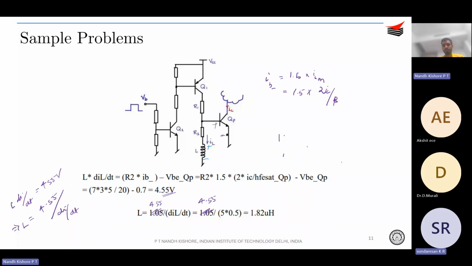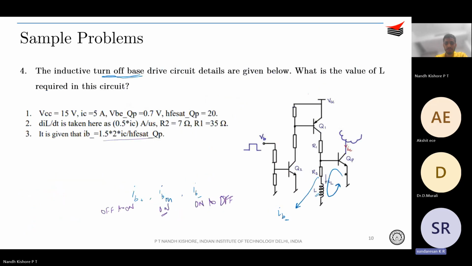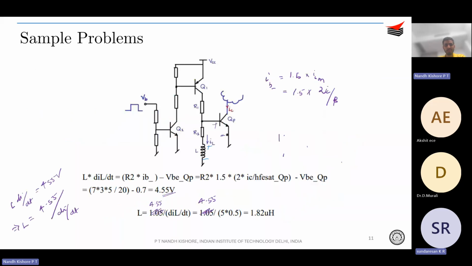Okay, right. So again, this is a simple problem. You just need to apply KVL in this loop. Okay, just apply KVL in this loop.